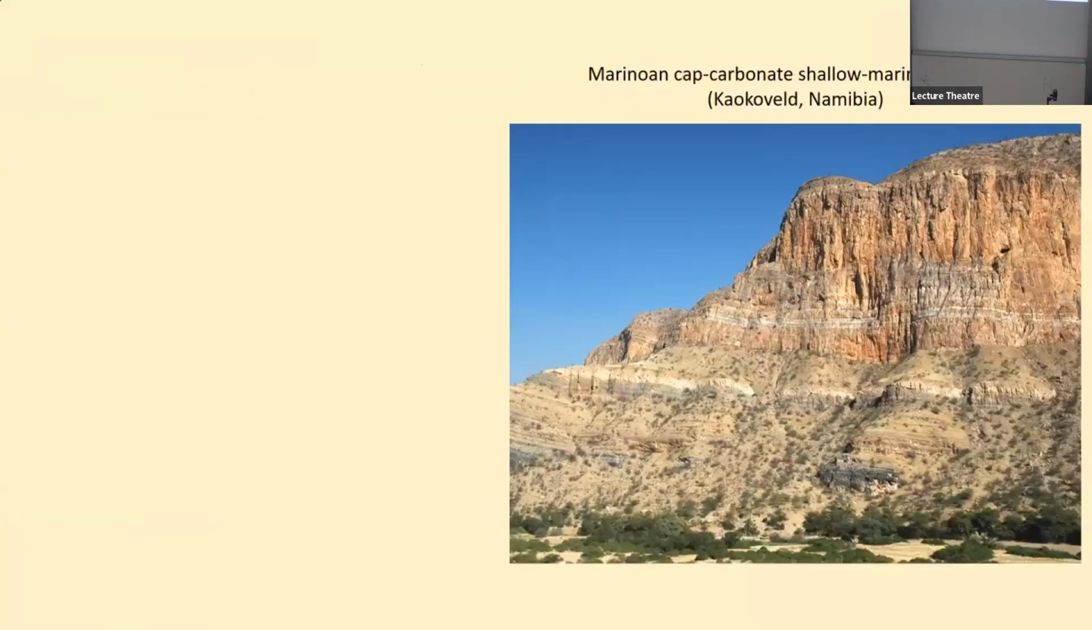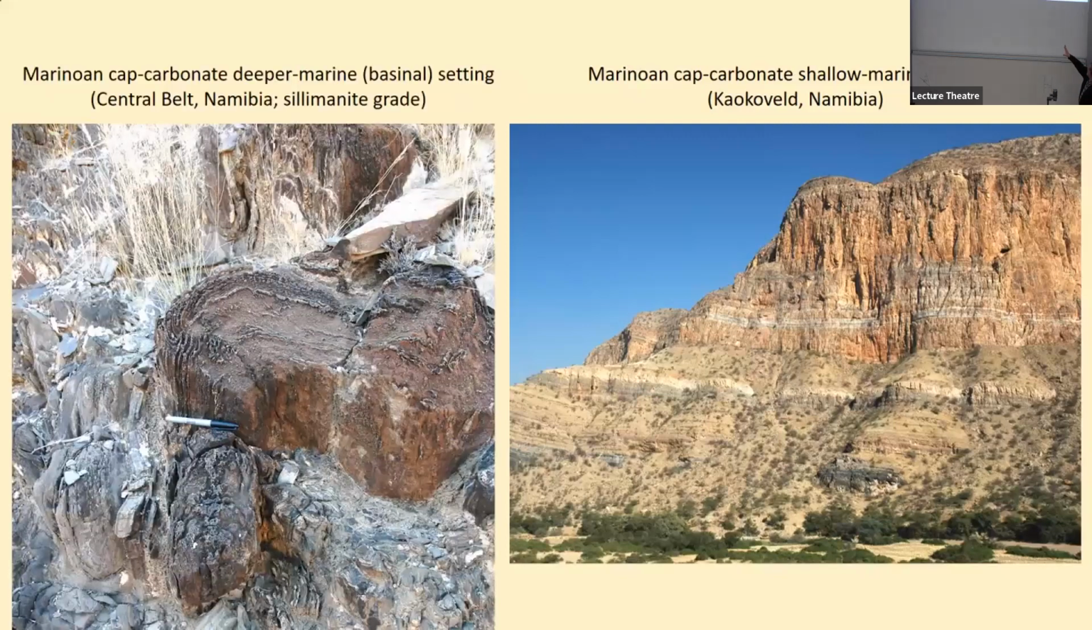Same is true in Namibia. There's the platformal shallow marine. If you go into the deep part of the Namibian basin, that's the cap carbonate. It's caught up in a fold, so this is folded over on itself. You can see the pen for scale. It's at sillimanite grade. It captures the same carbon isotope signal.